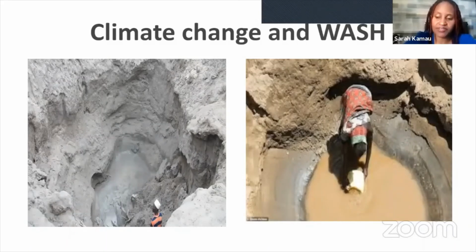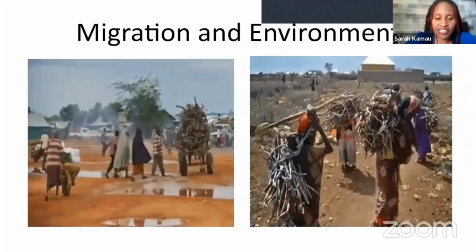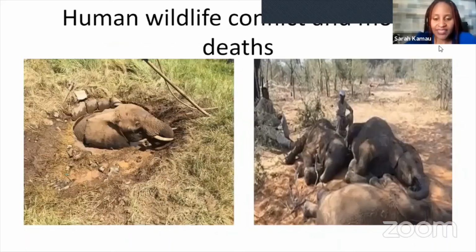Next slide, please. So again, whenever there is migration, there is a lot of environmental degradation, whereby trees are cut down because people have to eat, they have to provide firewood. Next slide. And they also have to put up temporary shelters so that they can access temporary shelter. Just move on to the next slide.